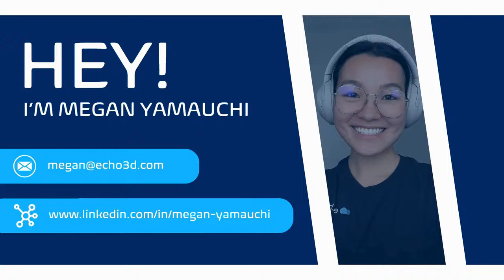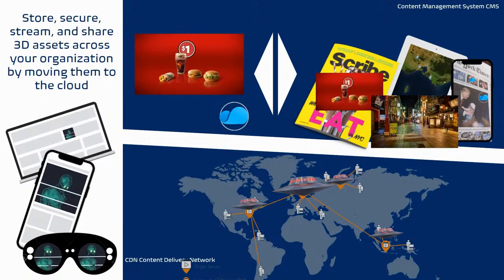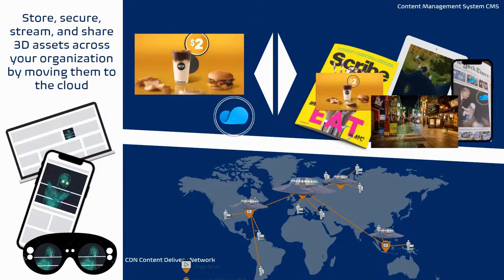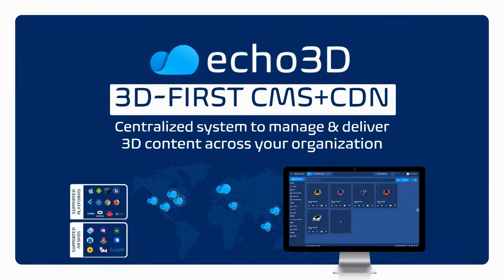Jumping right into it, what is Echo 3D? Echo 3D is a 3D asset management platform for companies to store, secure, and share 3D content in real time across their organization. We help over 100,000 users take control over their 3D content by offering a 3D first content management system and delivery network, compression and conversion tools, collaboration functionality, access permission, versioning and reporting, and a library of more than 800,000 free 3D models.